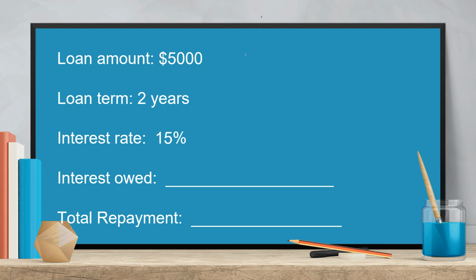So we know that A equals the principal times 1 plus the rate to the T years. So here we've got this. 5,000 is the loan amount. That's our principal. 2 years is our time. Interest rate is 15%, and that's our R, and we know that we got to convert that to a decimal. It's 0.15.